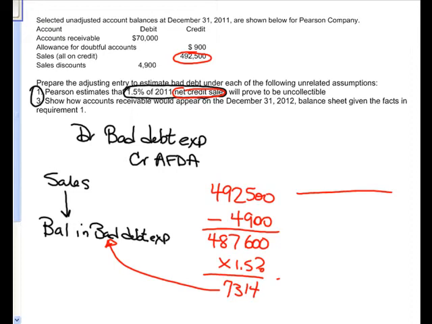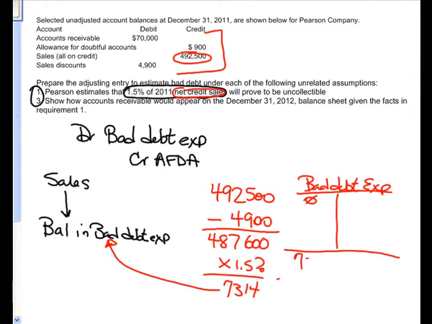Now, if we look at the bad debt expense account in the T account, and we look at the additional information up here, it doesn't say anything about the bad debt expense account, so we assume that there's nothing in that account. We want to end up with 7314 in the account as a debit, so we have to debit this account 7314 in order to make that change. So that's the number we end up using in our journal entry. So we also credit the allowance for doubtful accounts for 7314 because our journal entry has to balance.